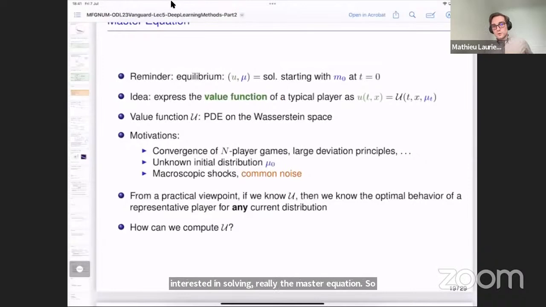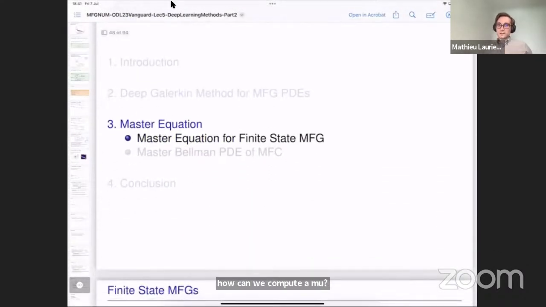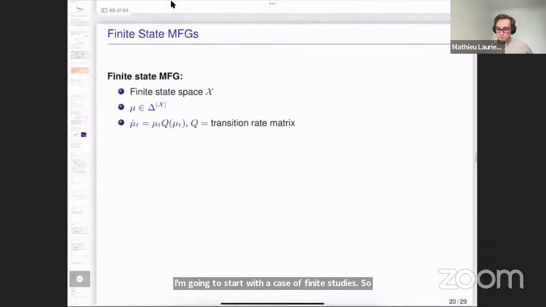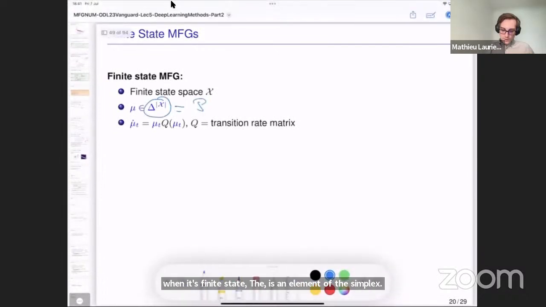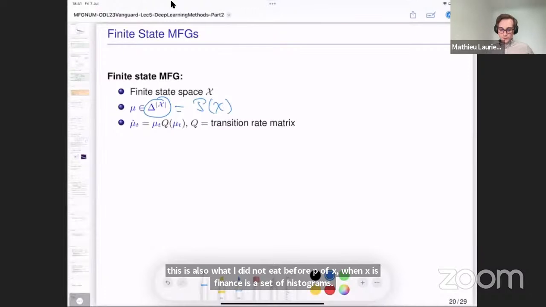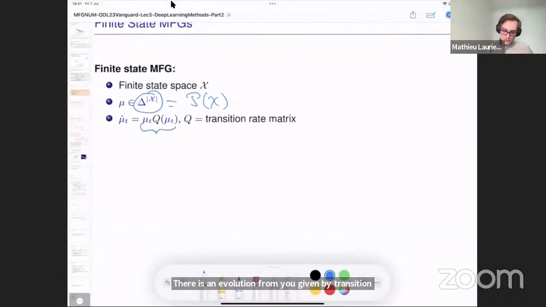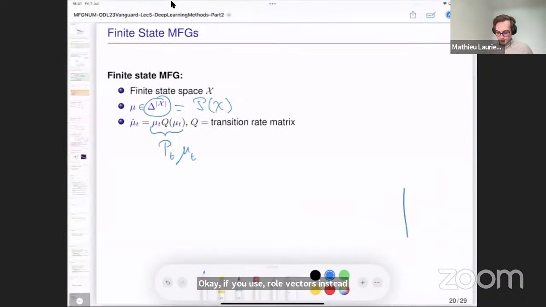So how can we compute it? I'm going to start with the case of finite state. So when it's finite state, the mu is an element of the simplex. So this is also what I denoted before P of x. When x is finite, it is a set of histograms. There is an evolution for mu given by a transition matrix. So here the notation is a bit different. I think in the first slide, what I was writing was something like p_t times mu_t. But if you transpose everything, you get this q, if you use row vectors instead of column vectors for mu.